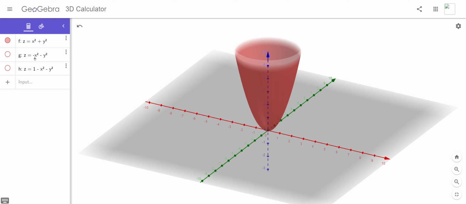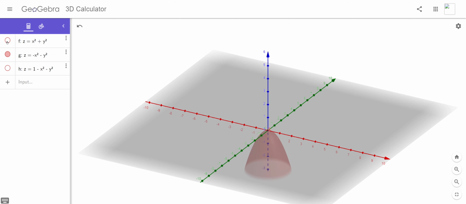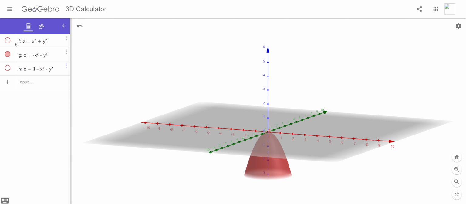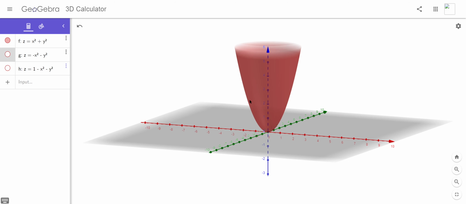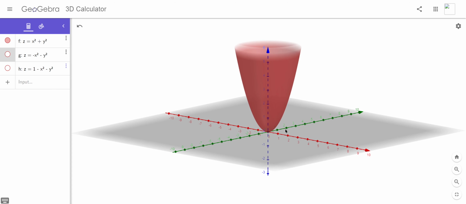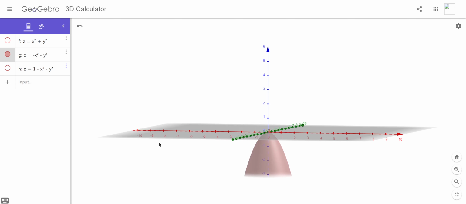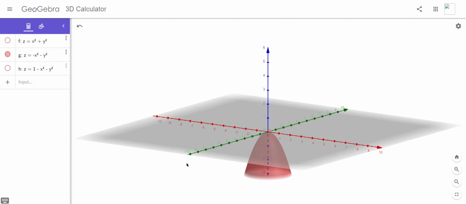Now z equals minus x squared minus y squared is when you take the negative of this. What would happen is that this would be reflected in your plane z equals 0. So when you reflect this paraboloid z equals x squared plus y squared in your plane z equals 0, you'd get your paraboloid z equals minus x squared minus y squared.